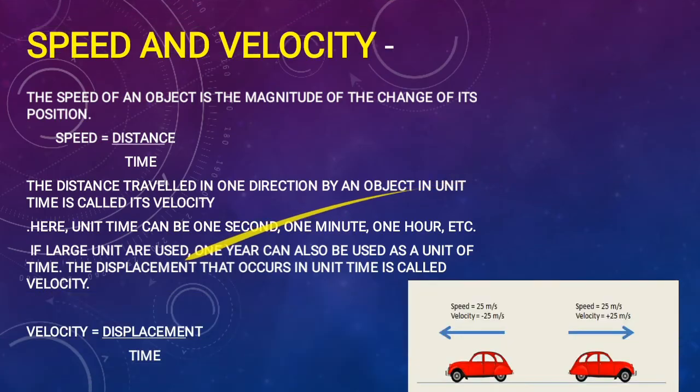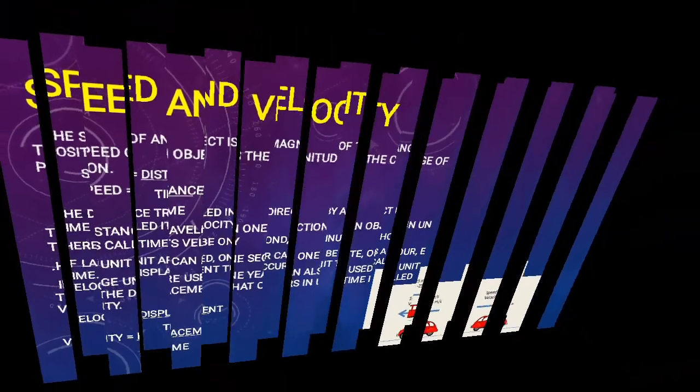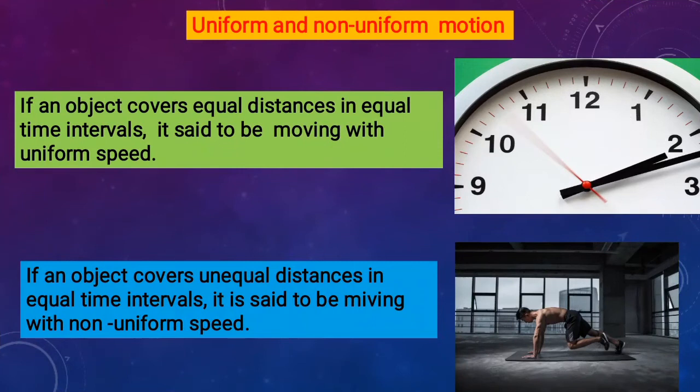Then we come to the next topic, that is uniform and non-uniform motion. So what exactly is uniform and non-uniform motion? Now understand this. If an object covers equal distances in equal time intervals, it is said to be moving with uniform speed.